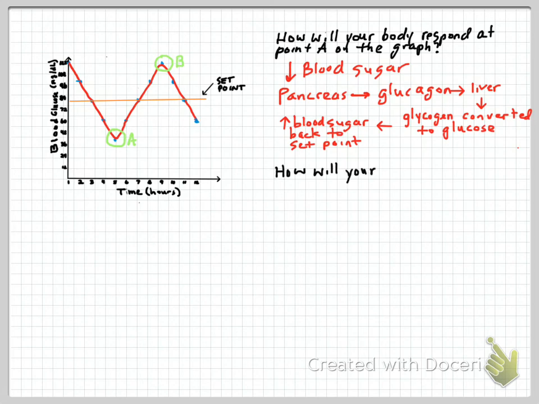So what I'm going to do, I'm just going to ask you the question about how your body will respond at point B on the graph. Think about the example right above, and just think about which arrows need to be switched. The name of the hormone needs to change, and this time we're going to convert glucose into glycogen instead of breaking down glycogen with a hydrolysis reaction and putting it back to glucose. So you think about those things. I'm not going to give you the answer to that one.